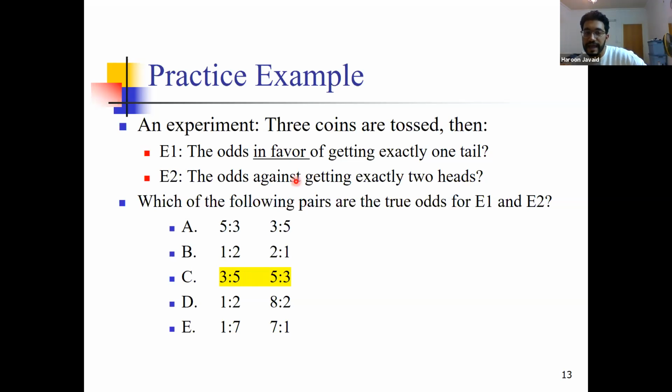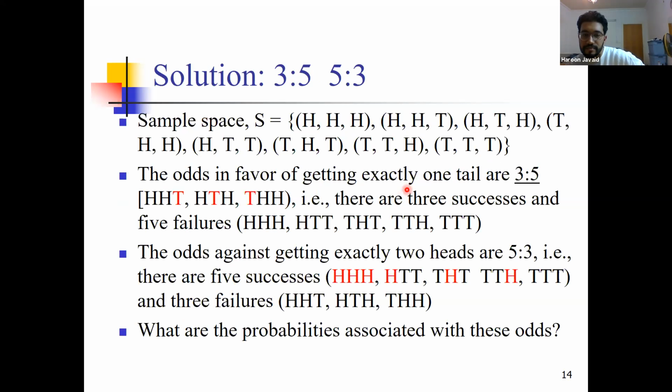So the odds against getting exactly 2 heads. Now they're asking you a trick question. They want to know the odds against getting exactly 2 heads. What does that mean? It means they want you to figure out how many outcomes give anything other than 2 heads. Yes, not getting 2 heads. So you get either 3 heads or 1 head.